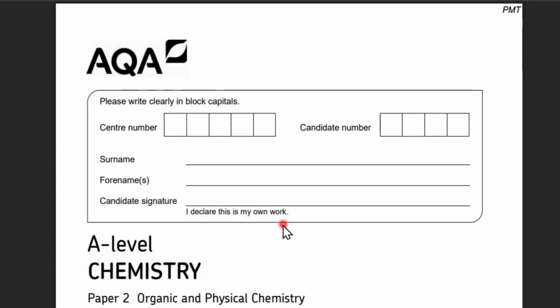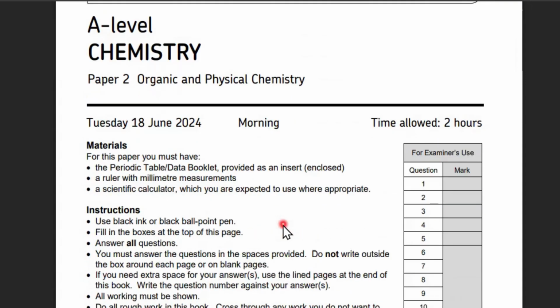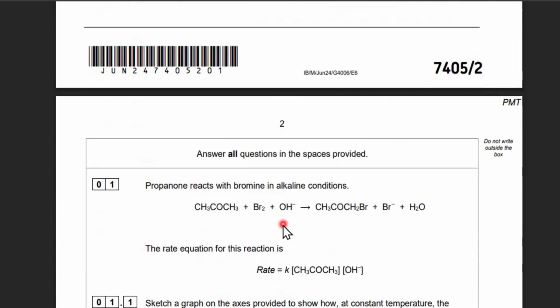Yeah, going through the 2024 paper two for AQA A-level chemistry. It's the organic and physical. You've got 2 hours and 11 questions, quite a lot for a paper. Let's get into it.